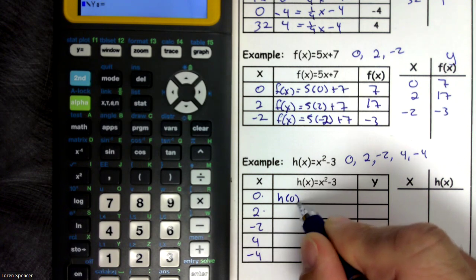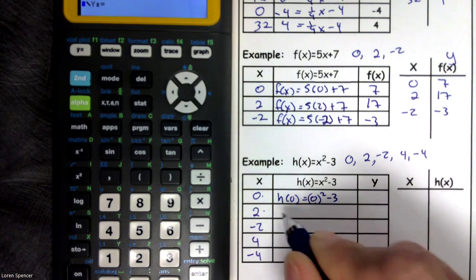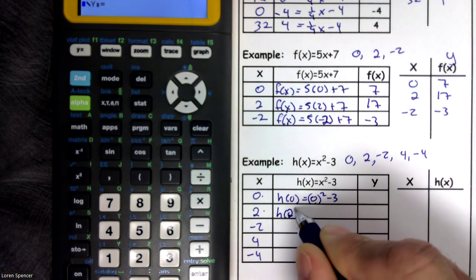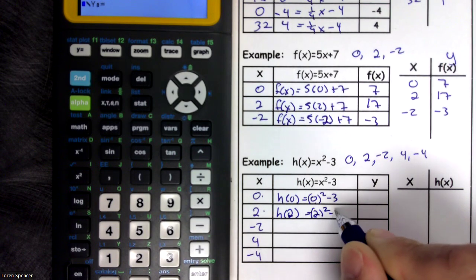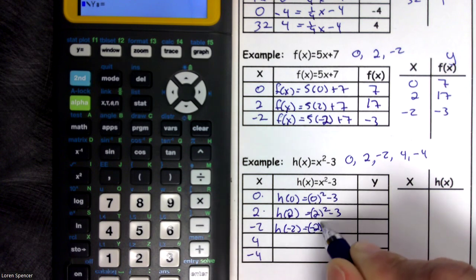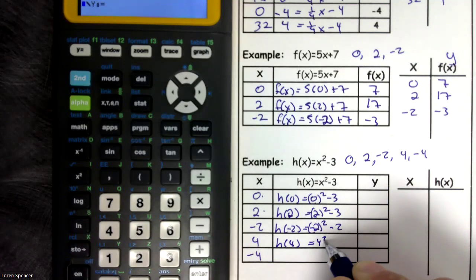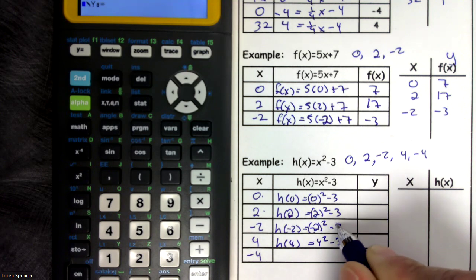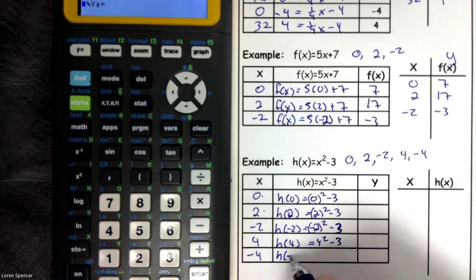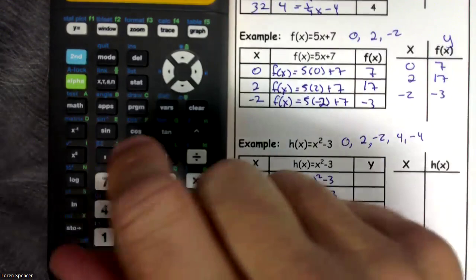All right, so we're going to go 0, 2, -2, 4, -4. So h of 0 equals parenthesis 0 squared minus 3. H of 2 equals 2 squared minus 3. H of -2 equals -2 in parenthesis squared minus 3. And then h of 4 equals 4 squared minus 3. And then h of -4 equals -4 in parentheses squared minus 3. All right, so that's the way we want it to look. So let's go look at our table.